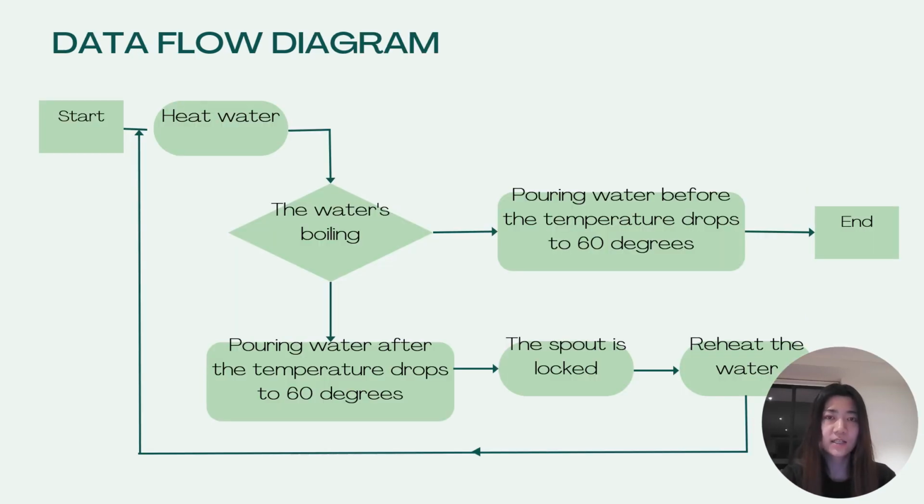Then is the data flow diagram. If the user is unable to pour the water before the temperature drops below 60 degrees, the action of boiling the water will need to be repeated until the water is poured before the temperature drops.